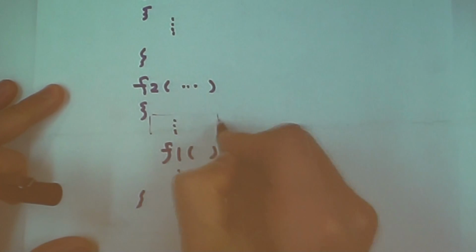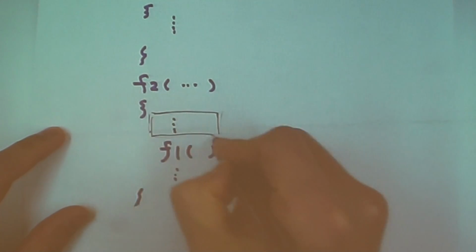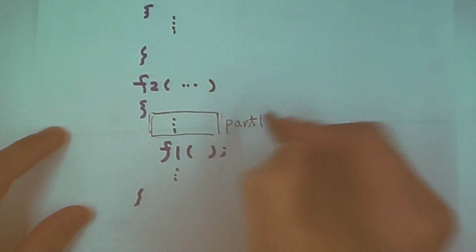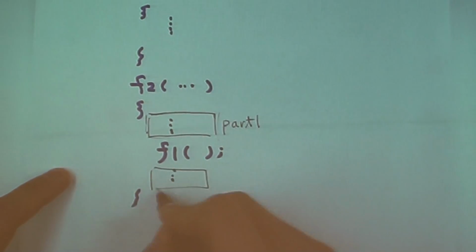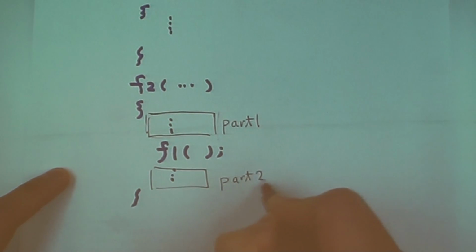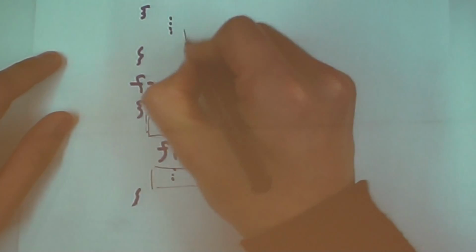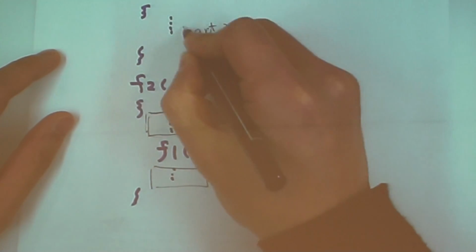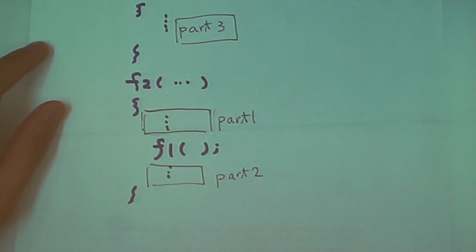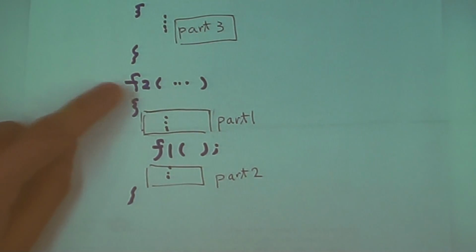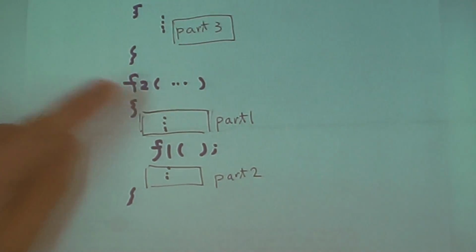So I'm going to mark this function into different parts. I call it part 1, and then part 2, and I call it part 3 inside F1. Suppose I run F2. What would be the order of these 3 parts?